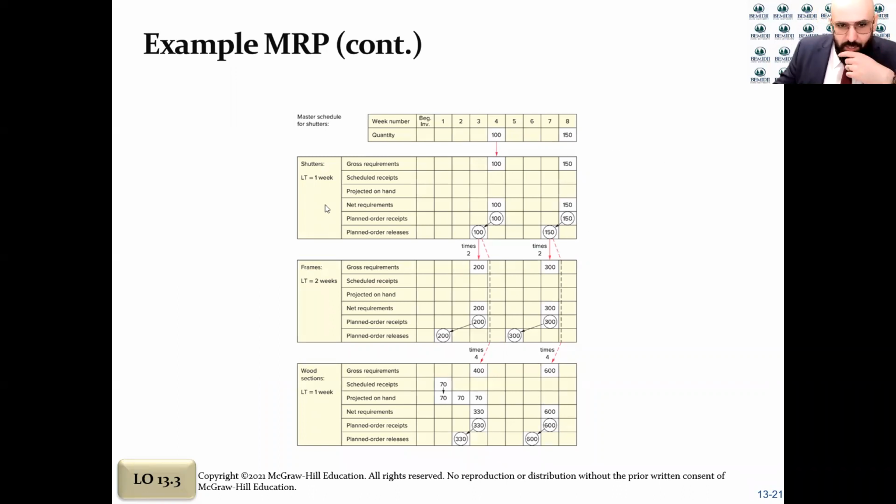Now for the shutter, the lead time is 1 week. The frames, we have a lead time of 2 weeks, which means in order to finish this and make the shutter available, we need 1 week to work on them.